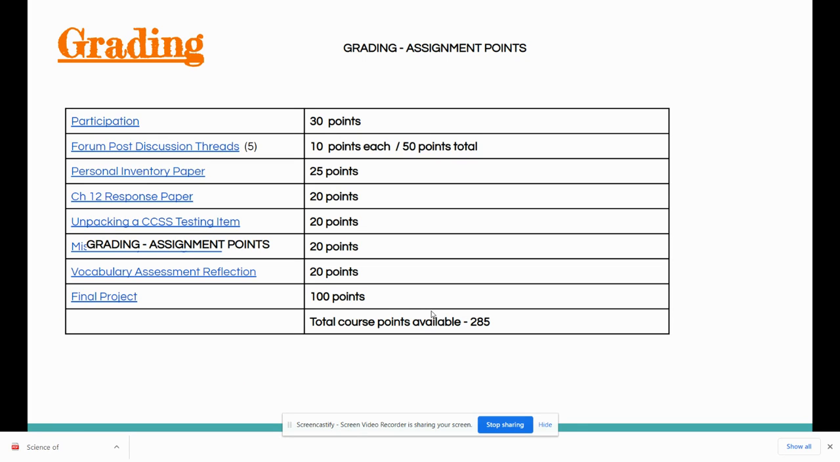This is an overall guide of the grading and points system in our class. When you look at this part of the syllabus, you'll notice that all of these rubrics are linked, or the assignment directions are linked, so you can take a look exactly at what I'm looking at for each assignment to earn the full amount of points awarded.